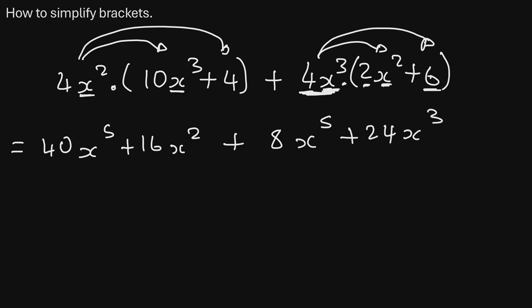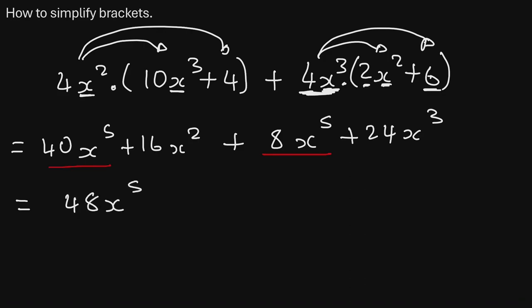After you do it, what is left is for you to do what? To add the like terms. So now you have to group your like terms. In this case, I can see now we have x to the power of 5 and x to the power of 5 there. And those are the only like terms we have. So we are just going to say what? 40 plus 8, that is going to give us 48x to the power of 5.